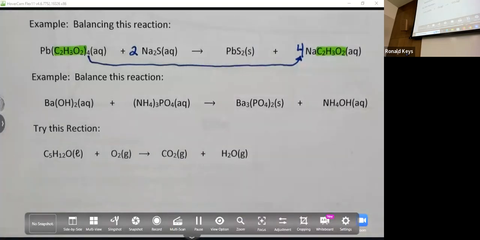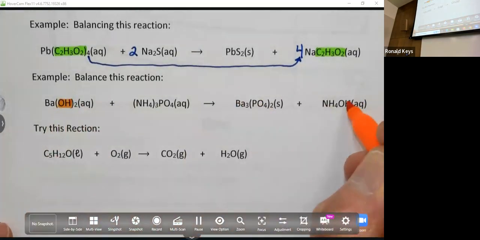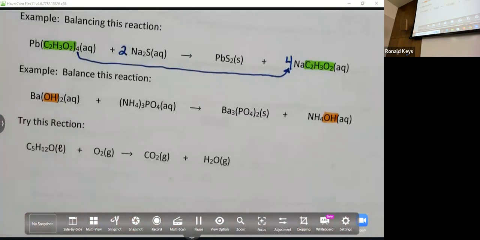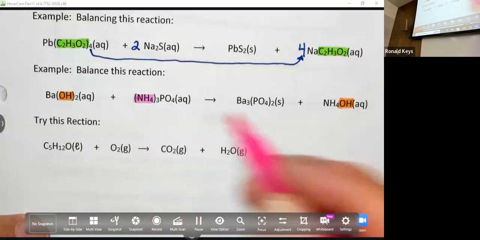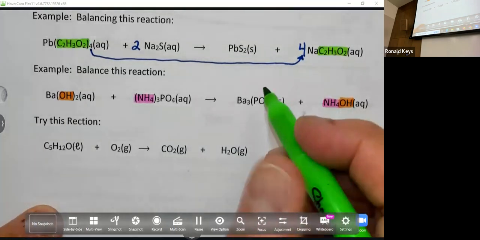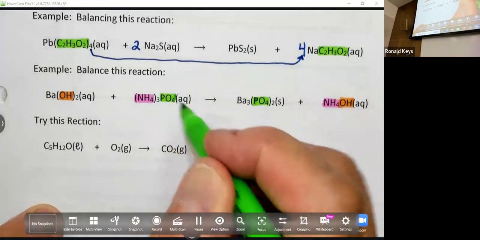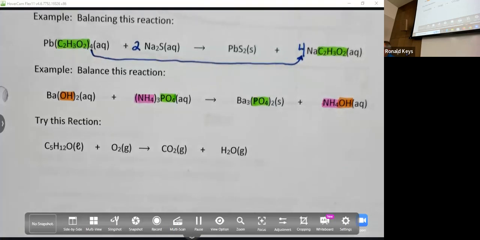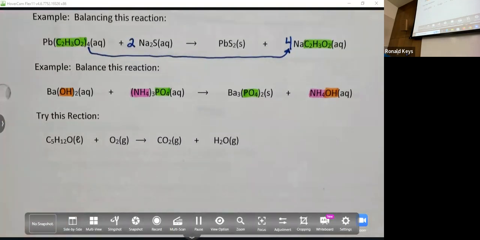The next one, we have polyatomic hydroxide, polyatomic hydroxide. We've got polyatomic ammonium. And we have polyatomic phosphate. Actually makes it easier. So for sure, we are going to look at these polyatomic ions first.